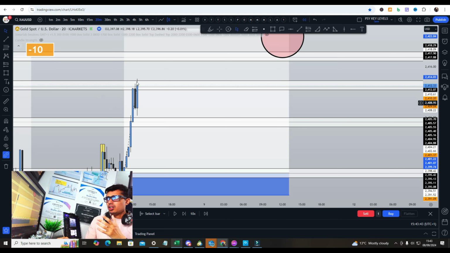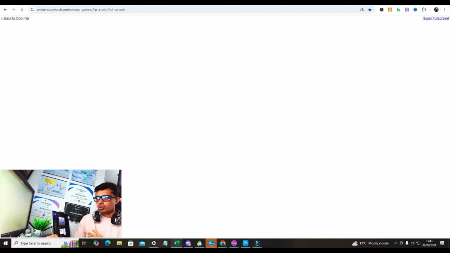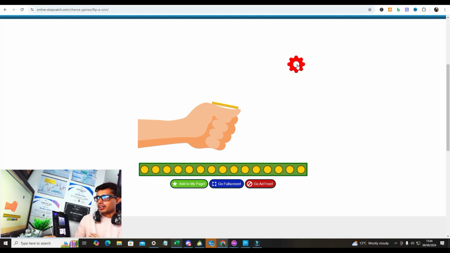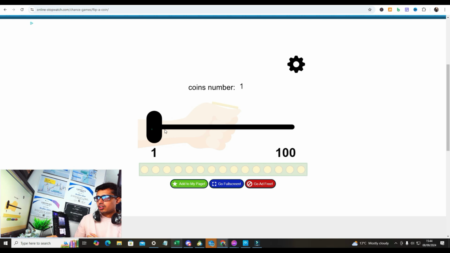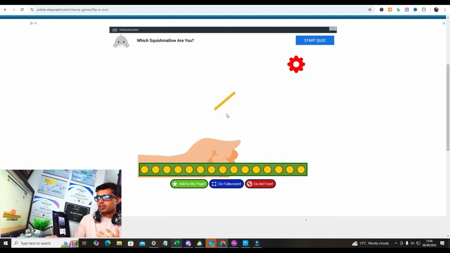Let's get one of my favorite tools over here. If I just show you, guys, I'm always using this coin flip. It's a very fancy tool that just gives me, okay, let's flip the coin, right? So out of 10 trades, 1 to 8 risk to reward, let's flip the coin. Heads.